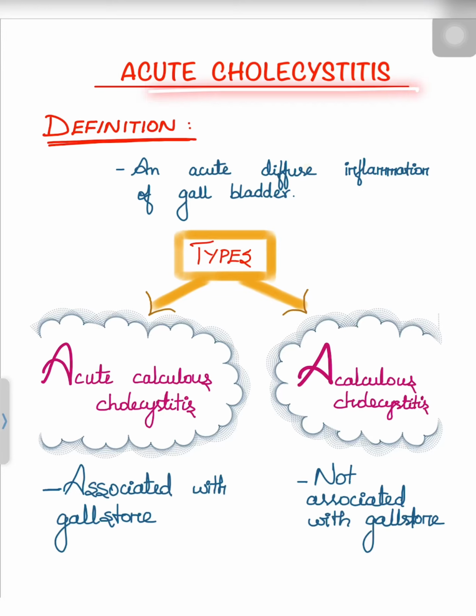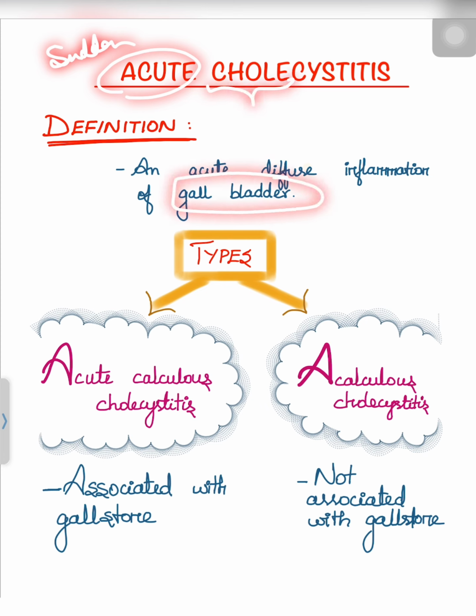Acute cholecystitis. Let's define it. The word itself defines it. Acute is of sudden onset, right? Chole refers to the gallbladder. The ending itis refers to inflammation.